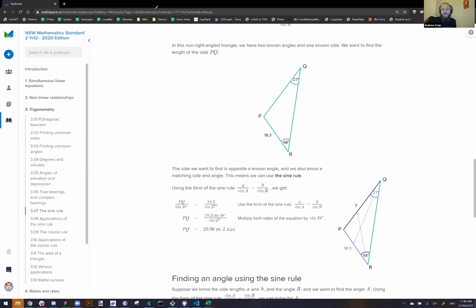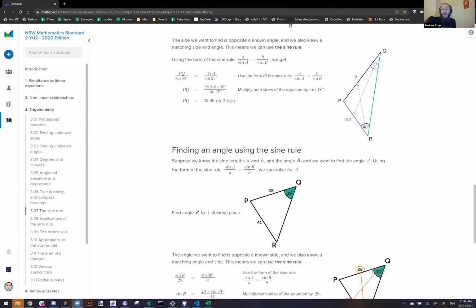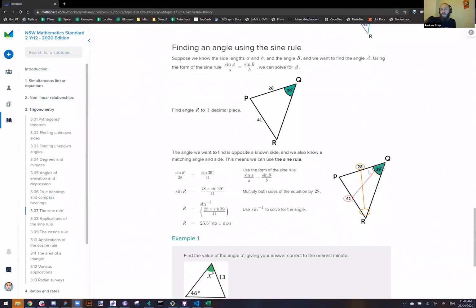So let's now take a look at finding an angle using the sine rule. We're doing exactly the same thing as we did before. Suppose we know the side lengths A and B and the angle B, and we want to find the angle A. So my first question, oh, I've already scrolled too far, I've given the answer away. My first question was going to be, what angle can we find? And anyway, I'll notice what's happened here. This side length has been matched with this angle size. They form a pair. And these two form a pair as well.